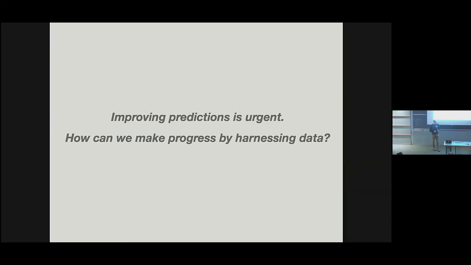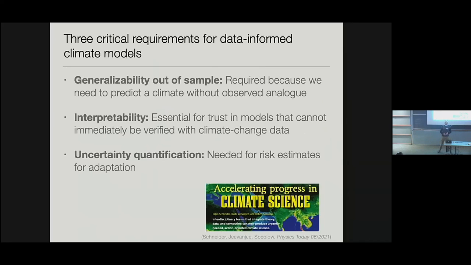So we want to improve climate predictions, at least that's what gets me out of bed in the morning. And obviously this is a machine learning conference, so you wonder how we can use data to improve the state of the art here. And I want to talk about how you can use data, but before we jump into what we actually do, I think it's important to be clear about special requirements for climate predictions.